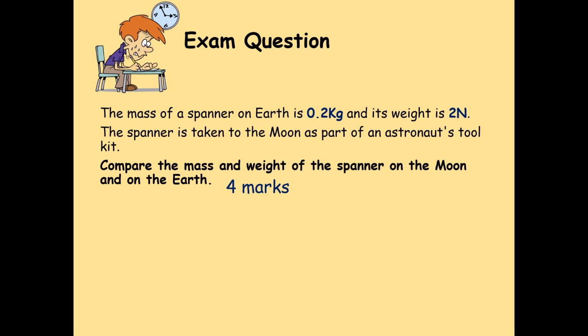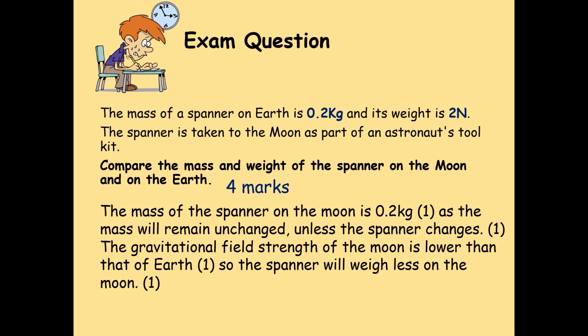All right, welcome back. So here is a model answer and how many marks you would get for each part. The mass of the spanner on the moon is 0.2 kilograms. That's a mark, as the mass will remain unchanged unless your spanner changes. If you take bits off your spanner, it's going to have a different mass. But if it's the same spanner as it was on Earth, why would the mass change? It's still got the same number of spanner particles. So that's another mark. The gravitational field strength of the moon is much lower than that of the Earth.